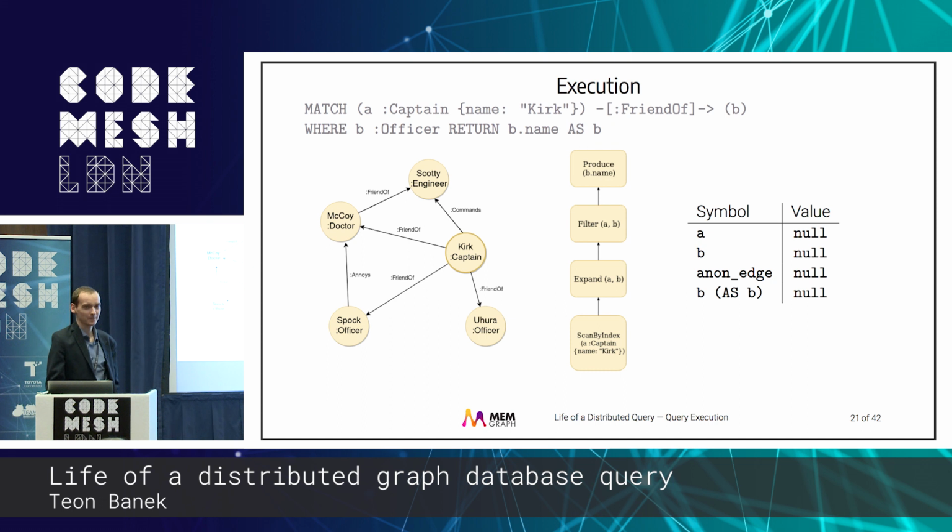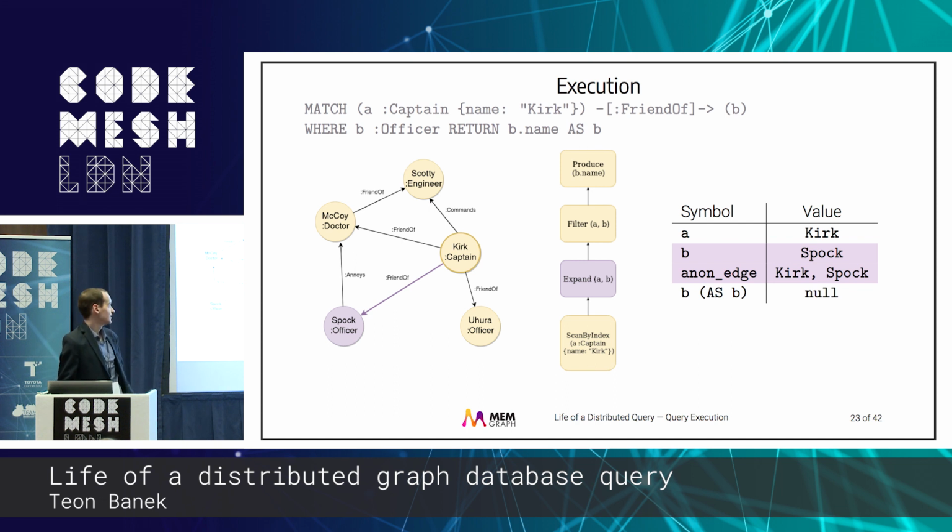So let's start off. We call pull on produce, which needs to get the results from filter, which in turn needs to get the results from expand, and then lastly from scan by index. So scan by index, we look into local index storage, find Kirk, and set the value on the frame. Next up is expand, which will traverse one of the edges for starters. Now, Spock may be on another machine, so maybe this will be fetched from the other worker. Maybe it's local, we don't really care. And it will put both the edge and the destination on the frame.